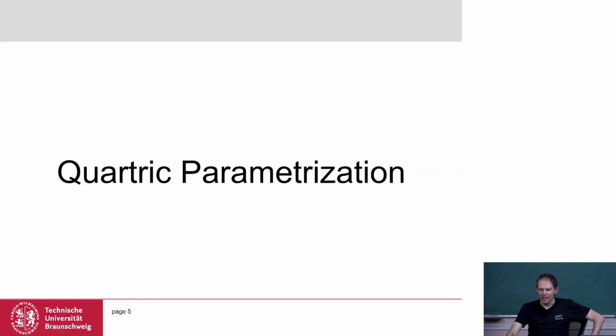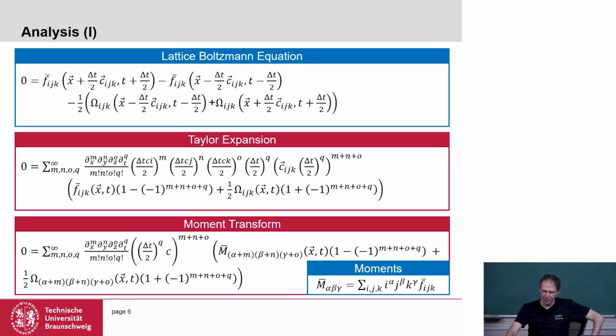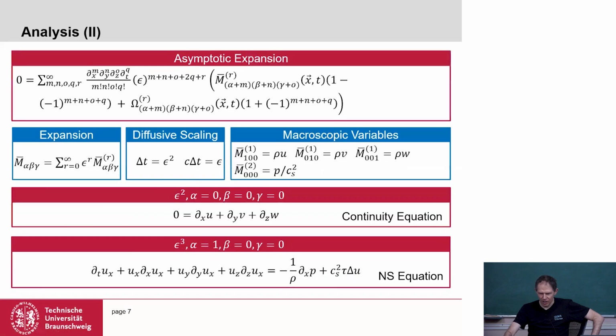So now coming to a little bit of theory, because we could not go to this in the lecture. And this is based on the asymptotic analysis. So there's a reason why this is very important for us here. This is what you have learned. This is the Lattice-Boltzmann equation. This is the Taylor expansion. And then there's a moment transform. And then I guess on the next page, we also have the asymptotic expansion. We have diffusive scaling. And then we get the continuity equation and the Navier-Stokes equation.